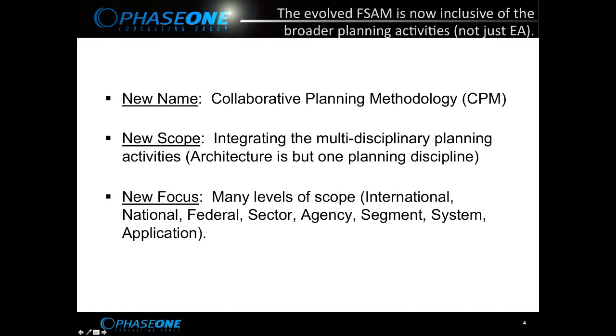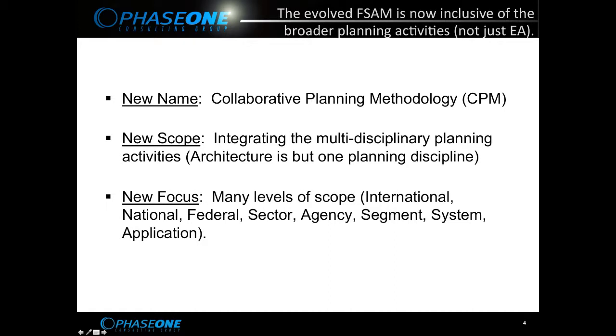Architecture was another word that was being used, and that was a concerning word because architecture had been branded as, in some cases, a negative experience. And what we wanted to do was downplay architecture and upplay the concept of planning, which left us with the methodology word, which is the only word from FSAM that actually carried forward. So we have this new name called Collaborative Planning Methodology. It really means a couple of things.